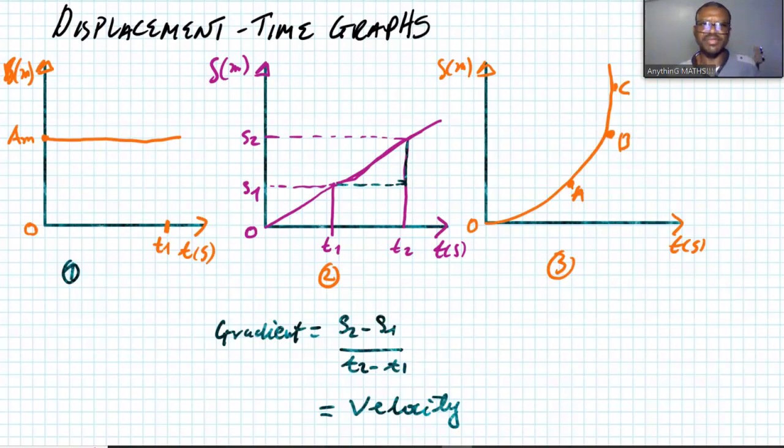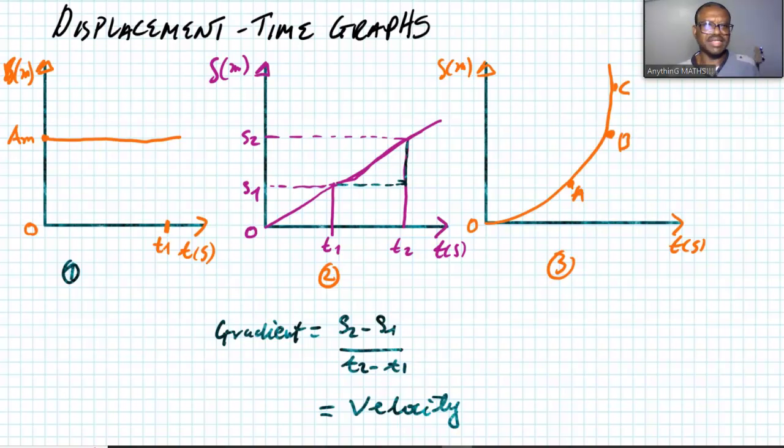So far, we looked at 3 different graphs. The first one deals with when the particle or the object is not moving at all. The middle one tells us that the object is moving with a constant velocity. And the last, the velocity is changing all the time.